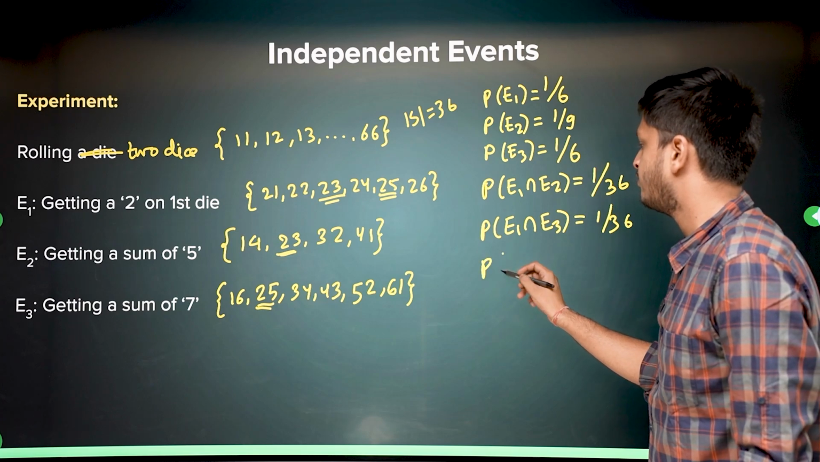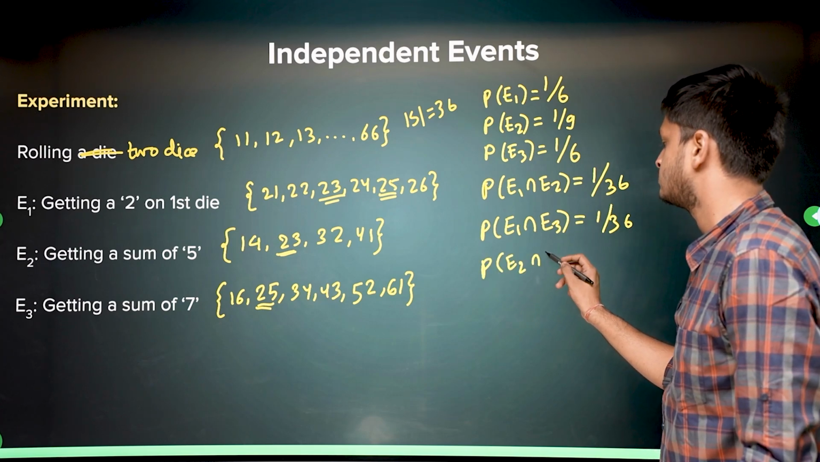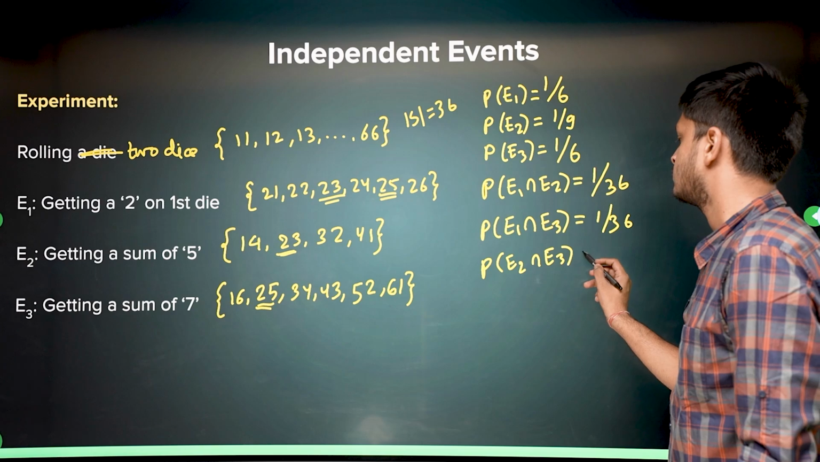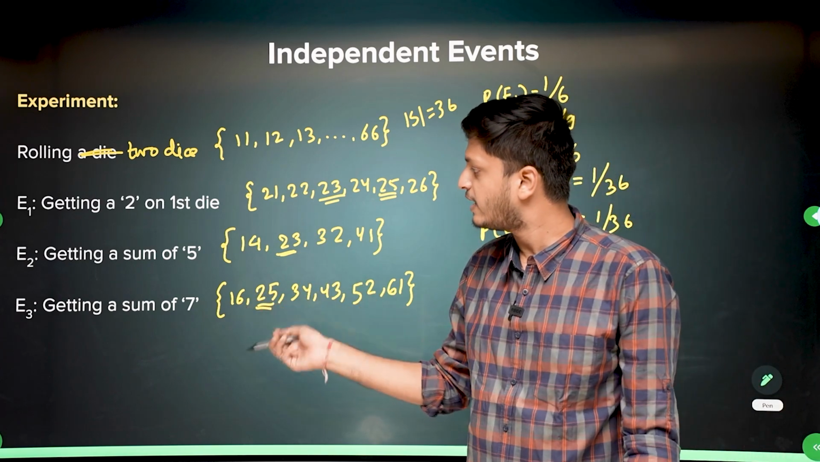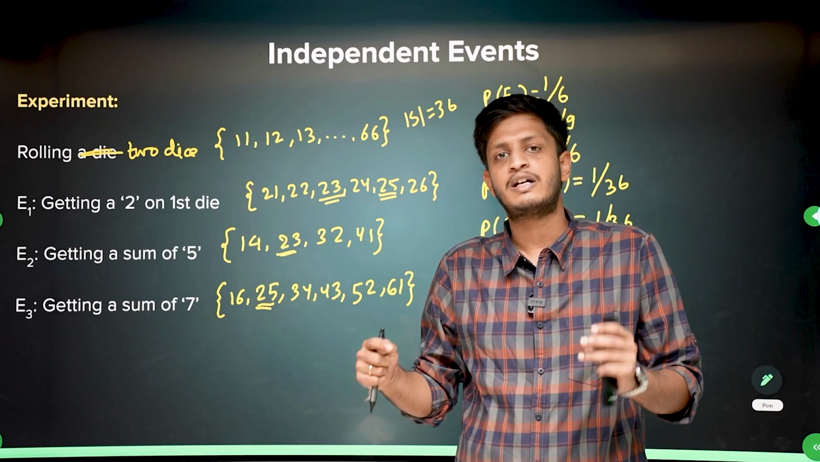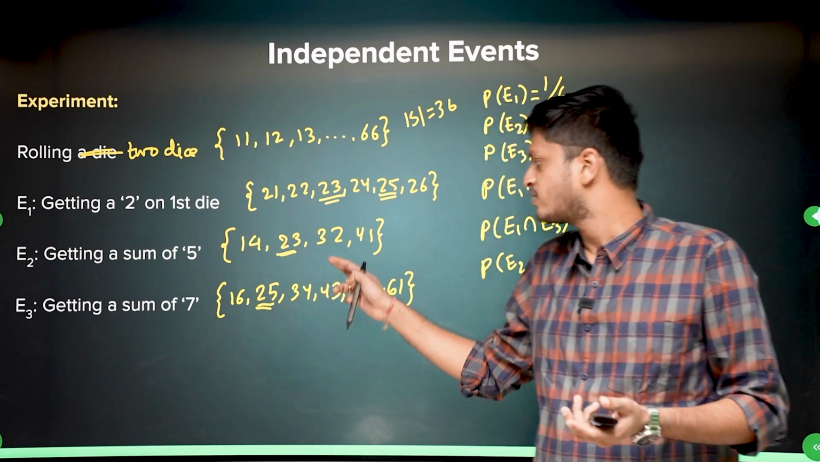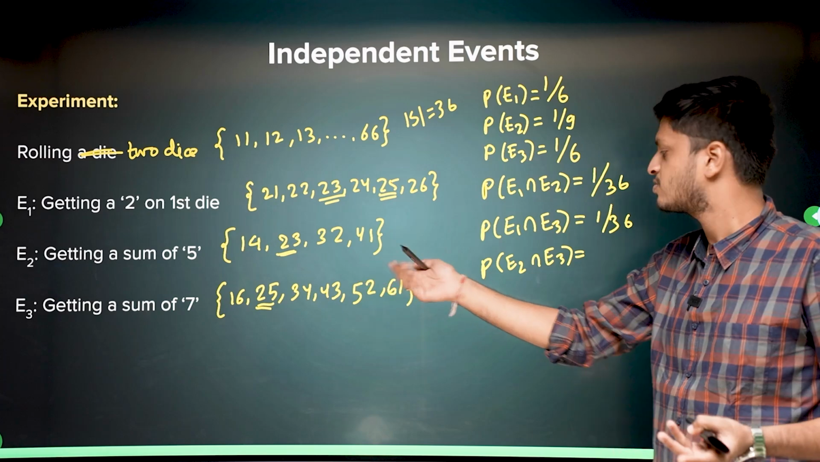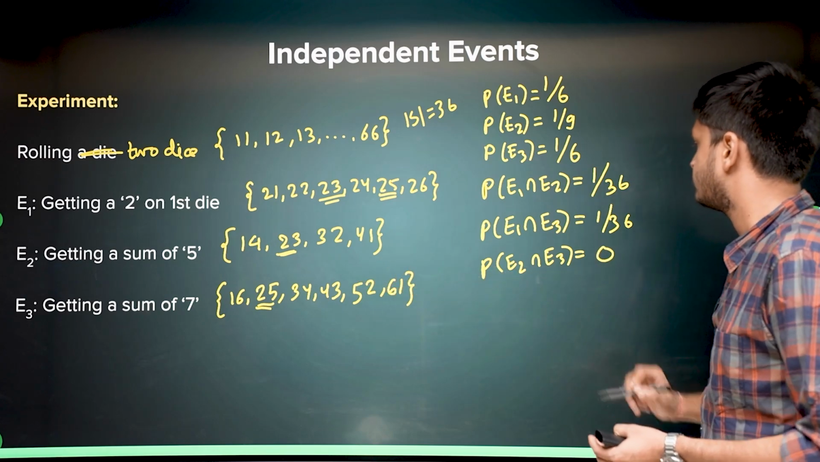And what is the probability of E2 intersection E3? Which means you are getting a sum of 5 and a sum of 7. It is not possible. Either you will get a sum of 5 or 7. You cannot get both. So there is nothing in common in these two, so the probability of E2 intersection E3 is 0.